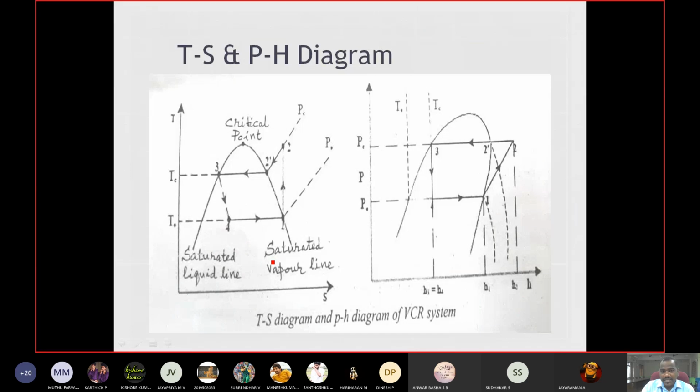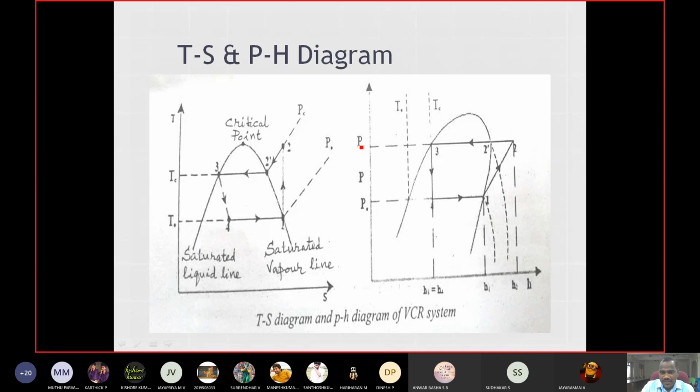Then this is the pH and TS diagram of our VCR system, like our previous pH diagrams and TS diagrams. You can refer to this TS diagram, right? We know this is the saturation liquid line, this is the saturation vapor line, and this is the critical point. In this case, 1 to 2 is an isentropic process, then 2 to 3 is an isothermal process, then 3 to 4 is an isentropic process, then 4 to 1 again an isothermal process.